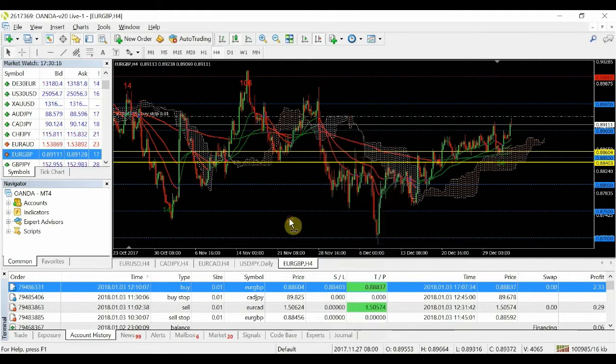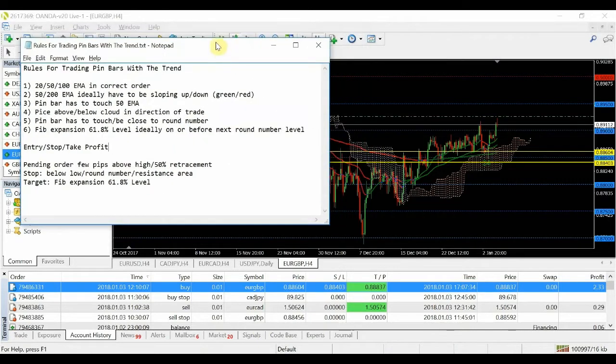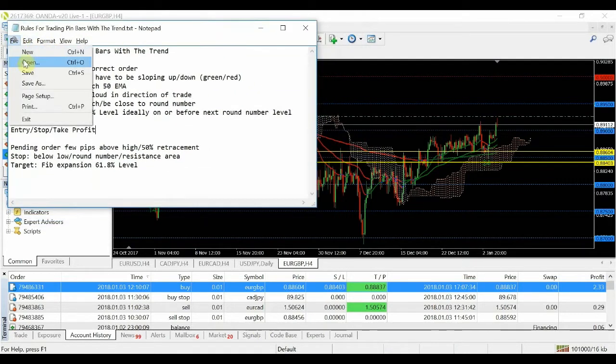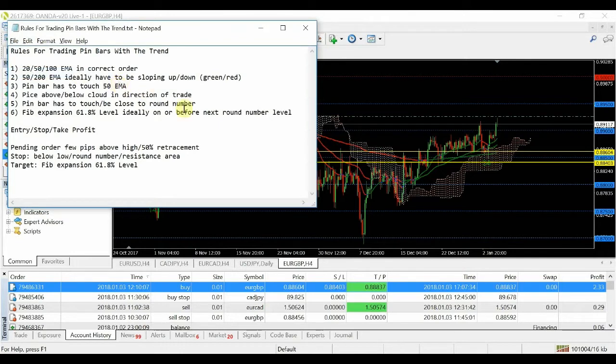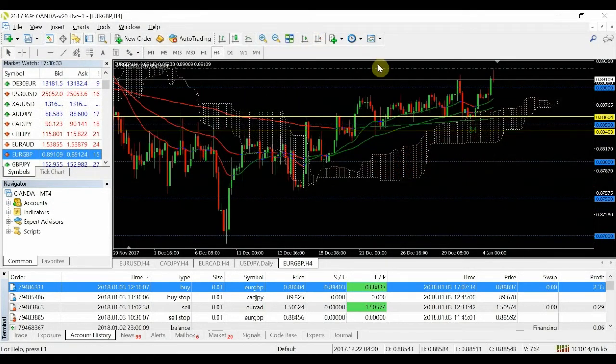Anyway, digressing. What I did is I actually put together some rules that I've been following just to keep me honest and to check this out. So the first thing that I do, and what we'll do actually, we'll look at this actual example over here. So it's this pin bar here.